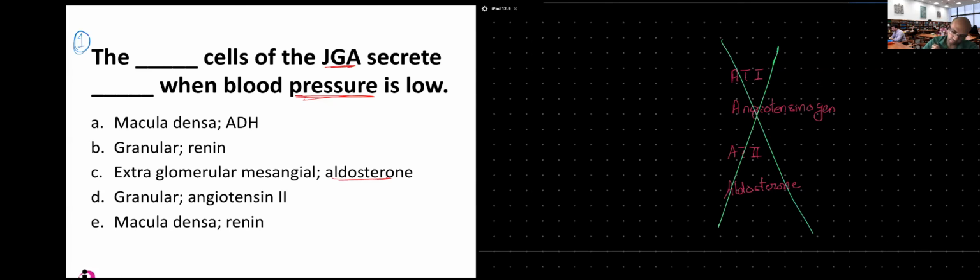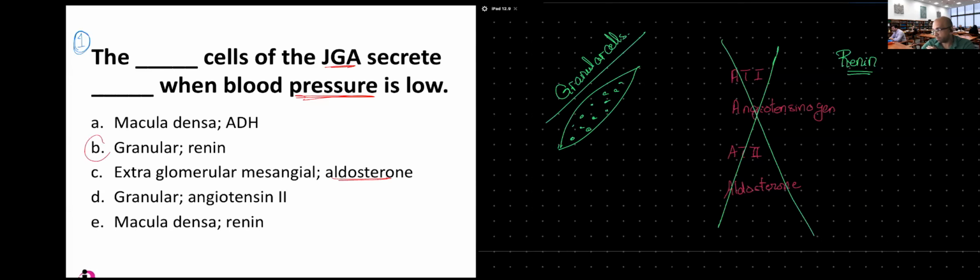None of those, right? None of them. What you're going to be releasing is renin. And what is the type of cells located in the juxtaglomerular apparatus that have cytoplasmic granules containing renin? Those are my granular cells. So the good answer here is going to be B. Granular cells are the ones that would be releasing renin in response to low blood pressure.